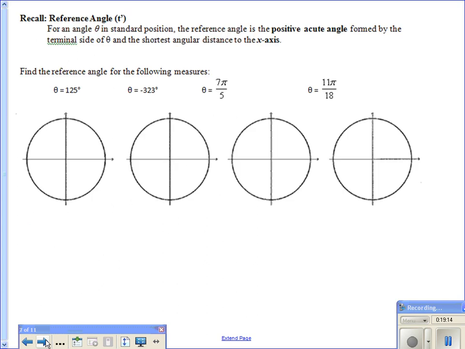Now, for this next part that we have right here, we're talking about reference angles again. We've talked about reference angles in class, so I want you guys to see if you can do this on your own.